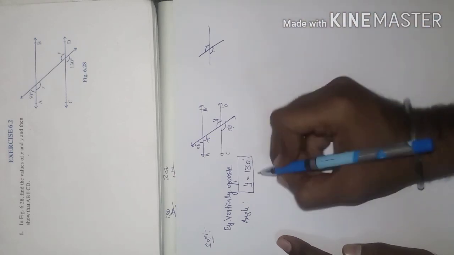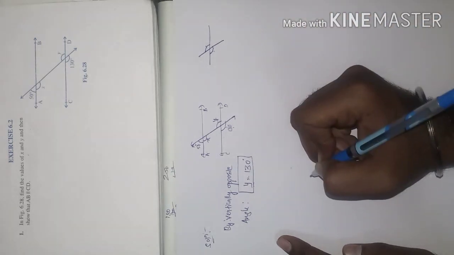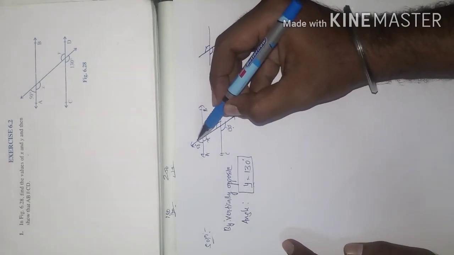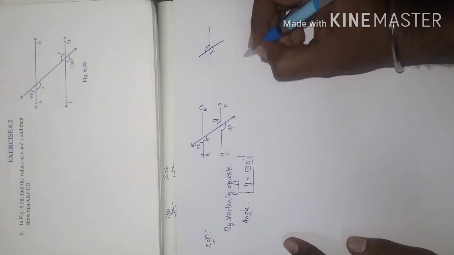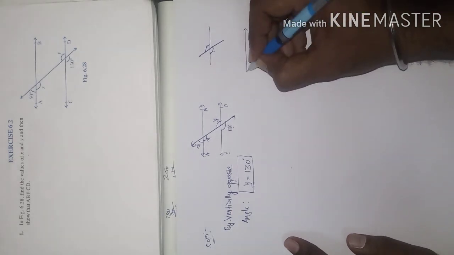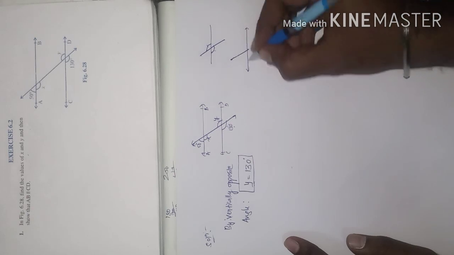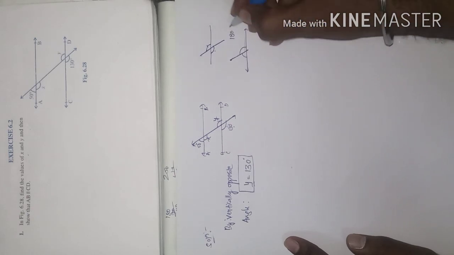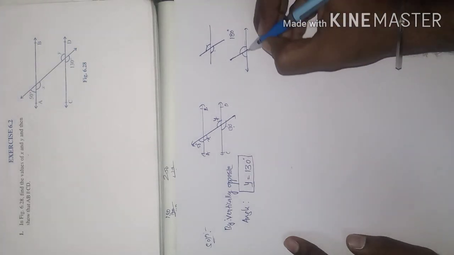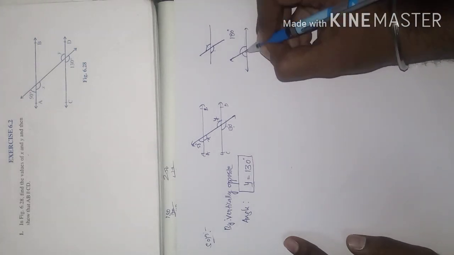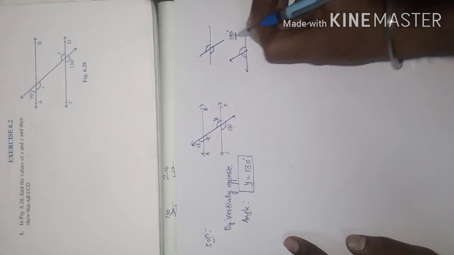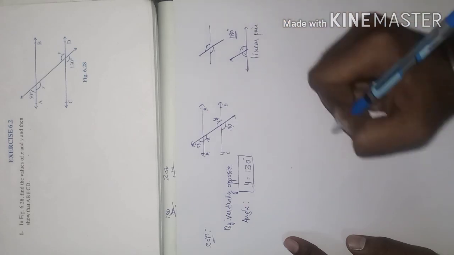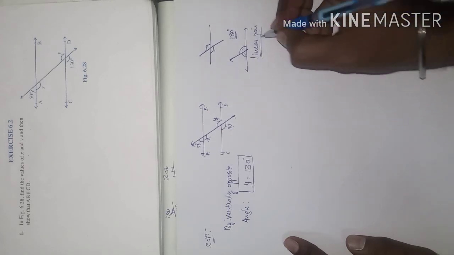Now as we got the angle y, 130 degrees, we'll go for one more concept, the linear pair. See, a ray is standing on a line. If the sum of the two adjacent angles is equal to 180 degrees, this is the concept of the linear pair we learned in the introduction part. So we will use this concept over here.